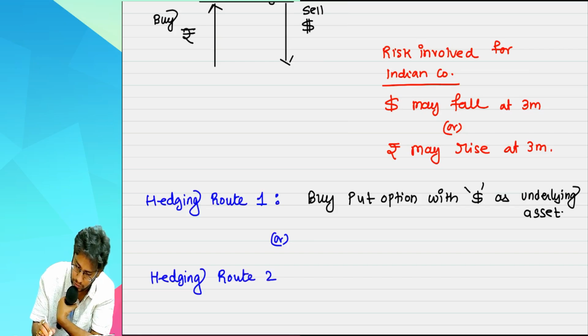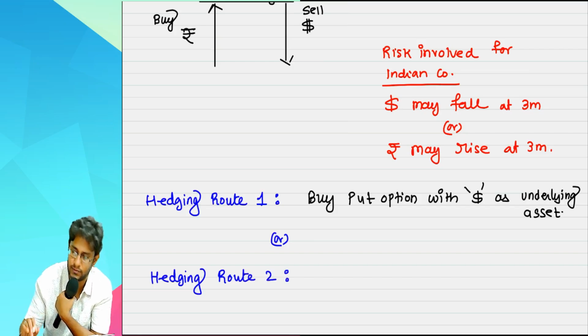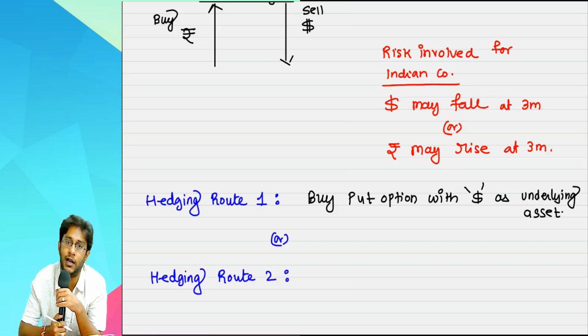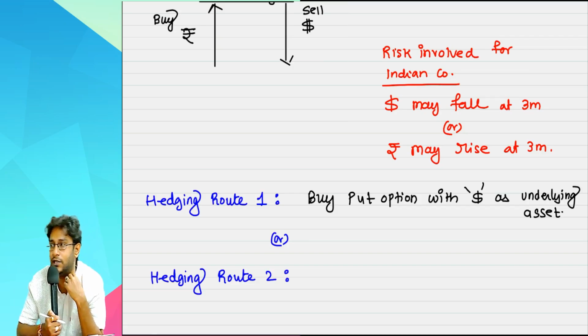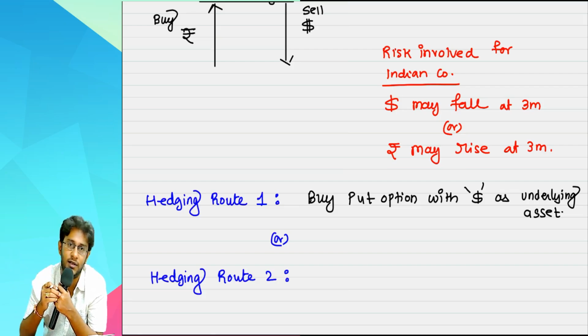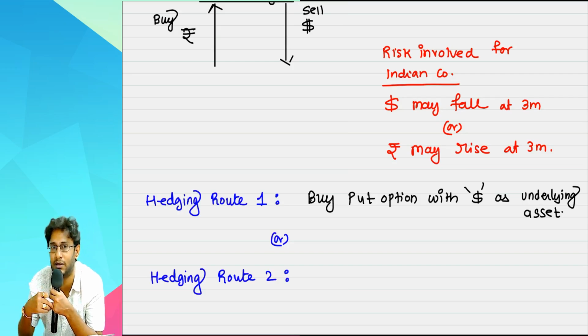Or hedging route 2, this you can guess. Rupee may rise, and no short positions, sir, only long positions, because writer positions are too risky. You cannot take writer positions for hedging, only take holder positions. One action you told me with the dollar as underlying asset. Now the other one is with the rupee as underlying asset.